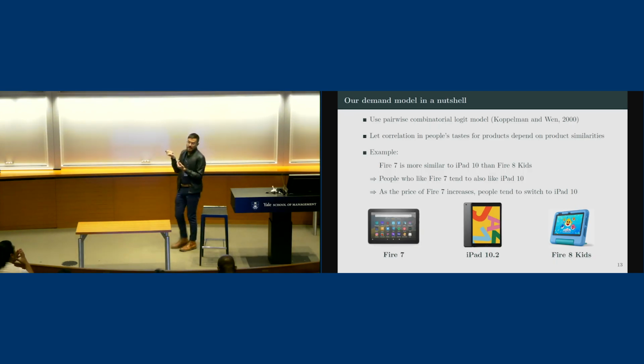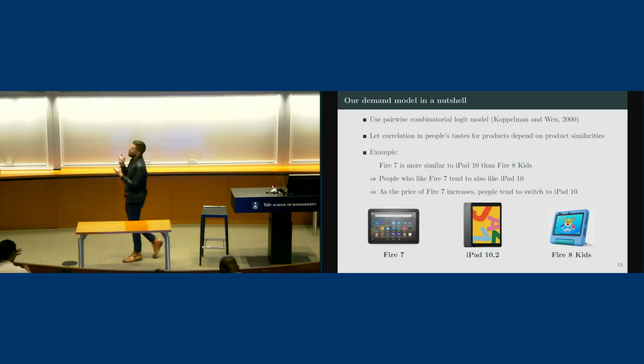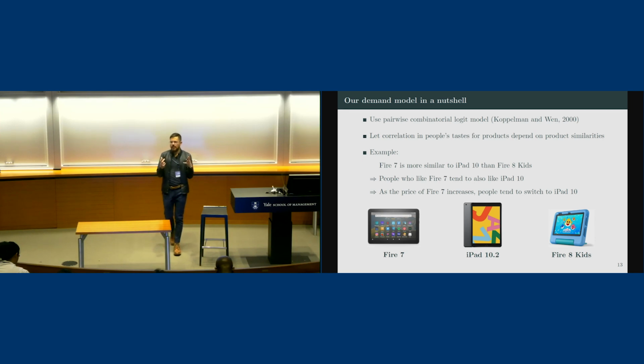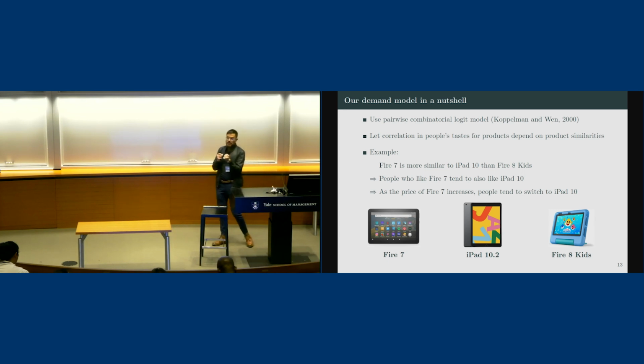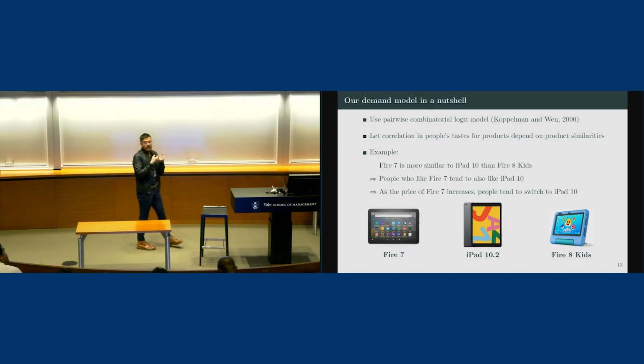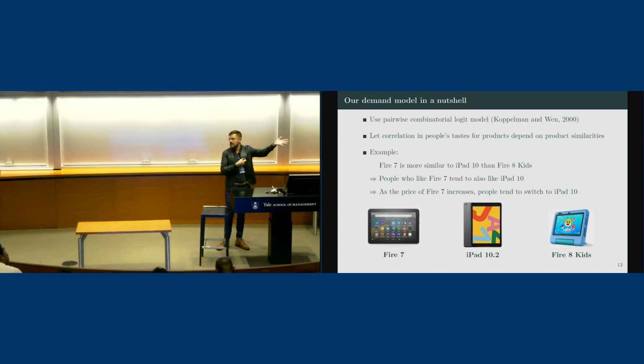And so this is what we propose. We propose a model. I'm not going to go into any detail. It's called a pairwise combinatorial logit model, which has been used before in the literature. But think of this as a choice model. And very, very intuitively, what this says is the utility that consumers get from a product is going to be such that two products that are similar to each other, for example, Fire 7 and iPad 10 in this case, are going to tend to have utilities that are close to each other, that are more correlated with each other relative to, let's say, Fire 7 and Fire 8 Kids, right?